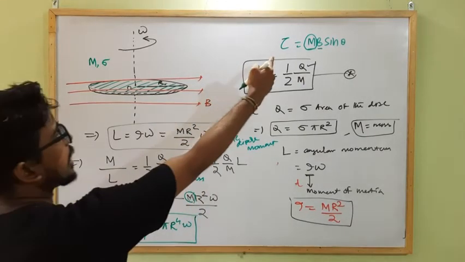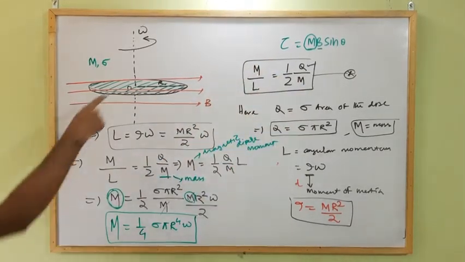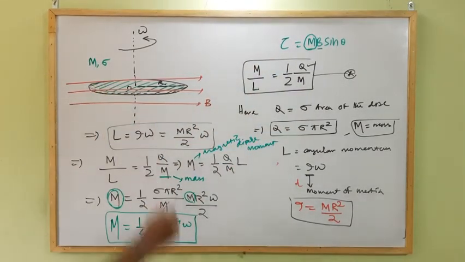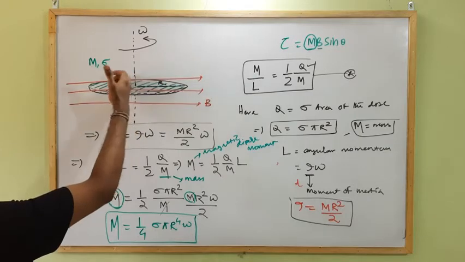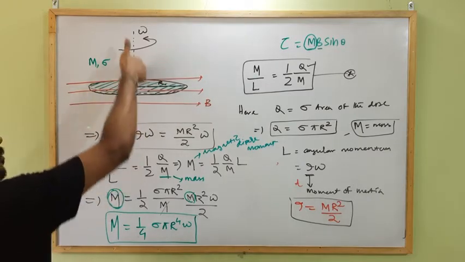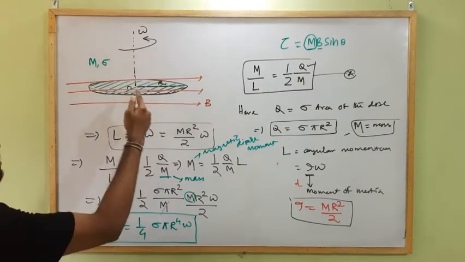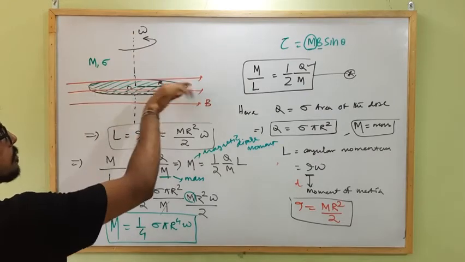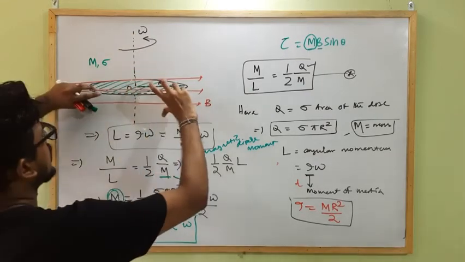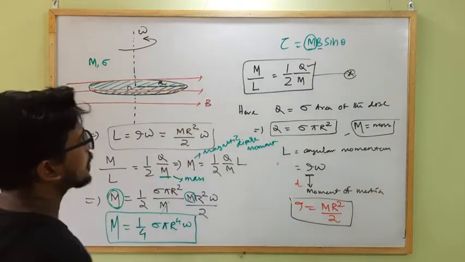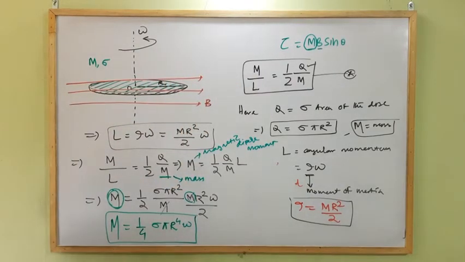So now we can calculate tau, the torque acting on this. What is the direction of the torque? The magnetic dipole moment is along which direction? If it is moving anticlockwise, I curl my fingers along this direction, so the magnetic dipole moment will be upward. This is the direction of M, this is the direction of B. So M cross B will be inward, and the disk will rotate like this. Clear? Okay.